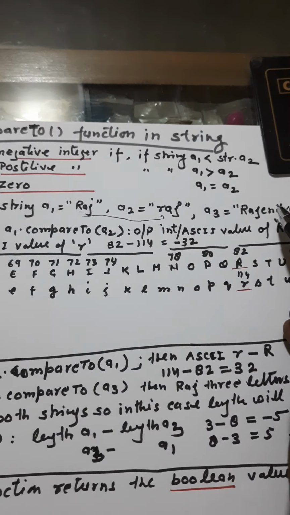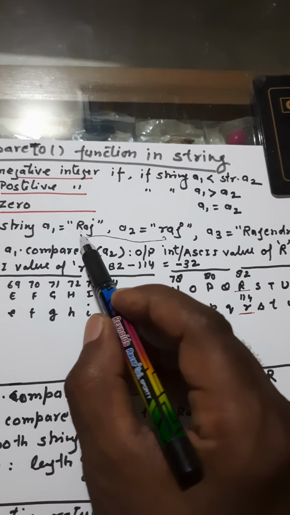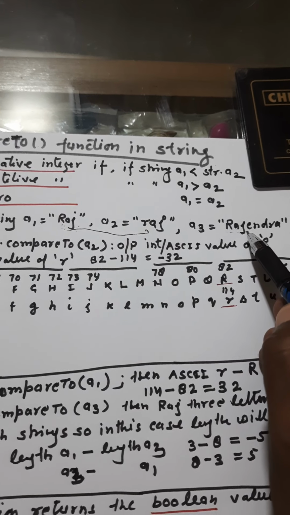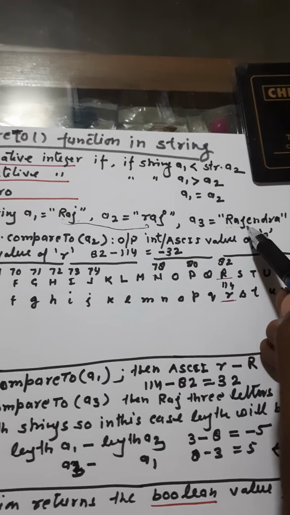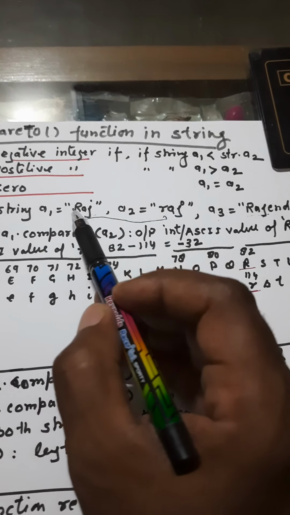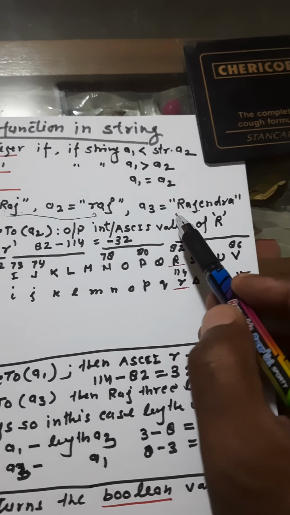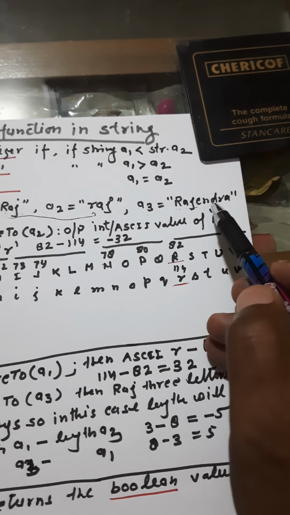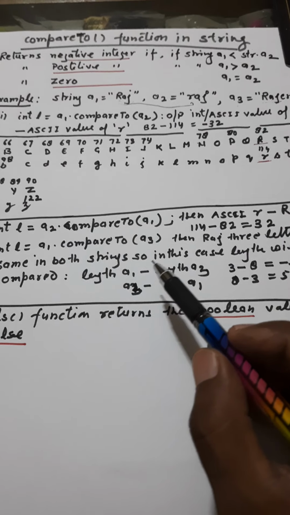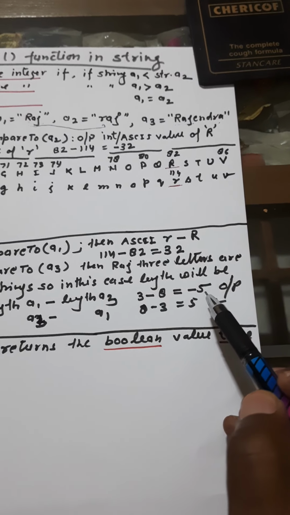So in this example, if you get such types of examples, what will happen? The first three letters of a1 are matching with the first three letters of a3. In this case, it is the length of a1 minus the length of a3. In a1, 1, 2, 3, three letters are there. The length of a1 is 3, and in a3, 1, 2, 3, 4, 5, 6, 7, 8, it's 8. So a1 minus a3 means 3 minus 8. The answer will be minus 5.